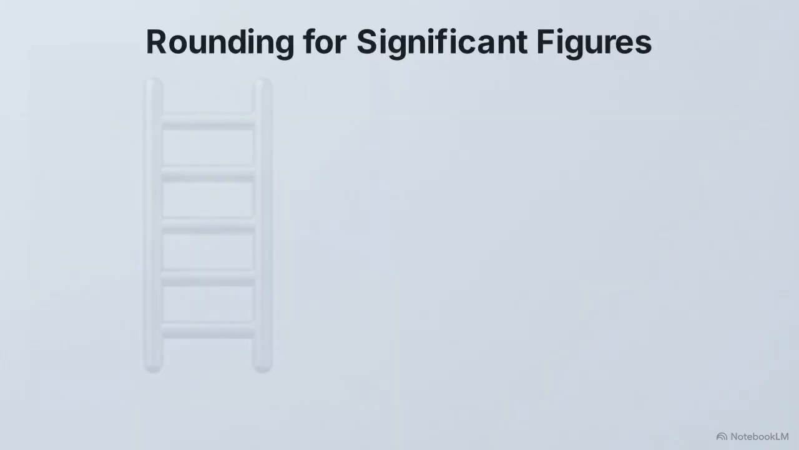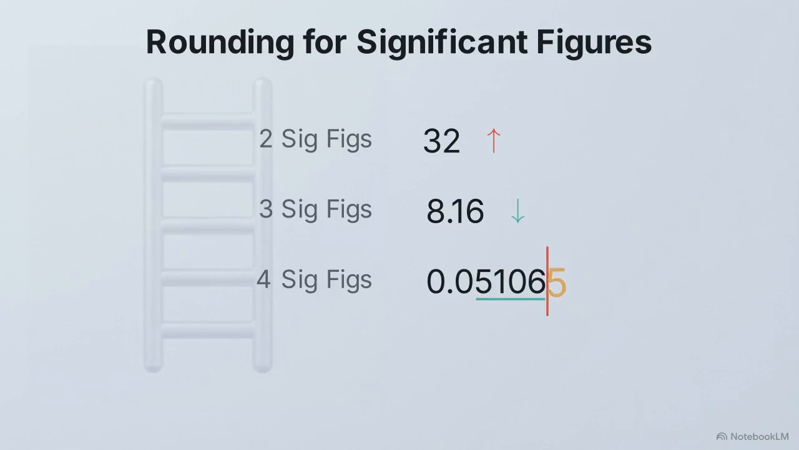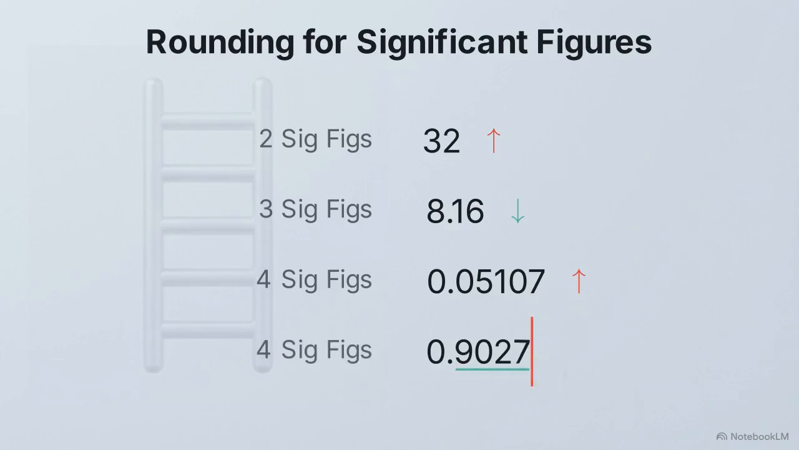For two significant figures, 31.57 rounds up to 32. For 3 significant figures, 8.1649 rounds down to 8.16. For 4 significant figures, 0.051065 rounds down to 0.05107, and 0.90275 rounds up to 0.9028.